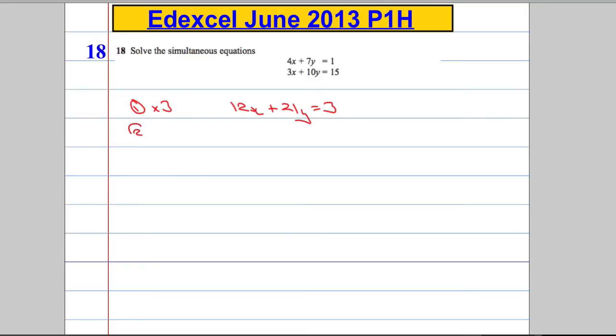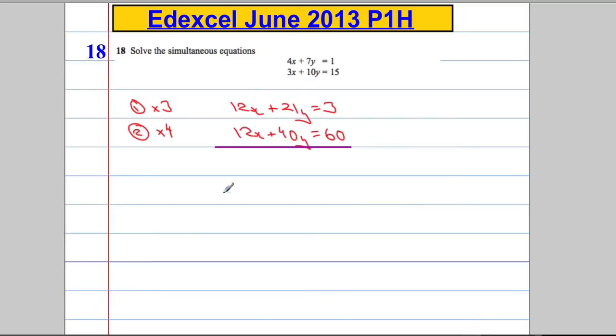The bottom equation, equation 2, if I times everything by 4, we'll end up with the 12x here as well, plus 40y equals, and 4 times 15 is 60. So we've got two equations like that now. Just changed the way they look.